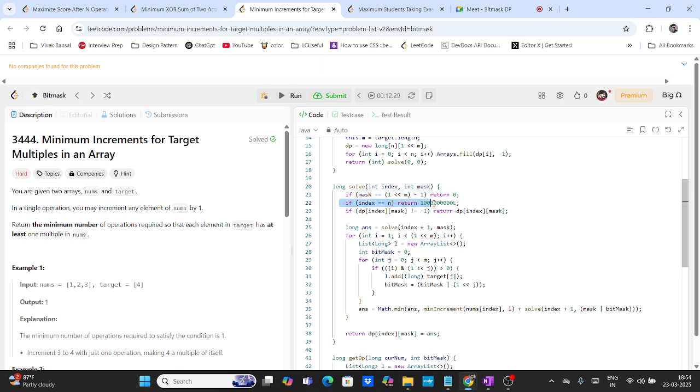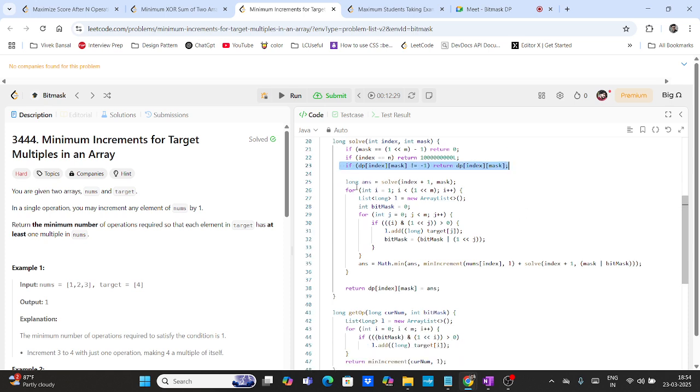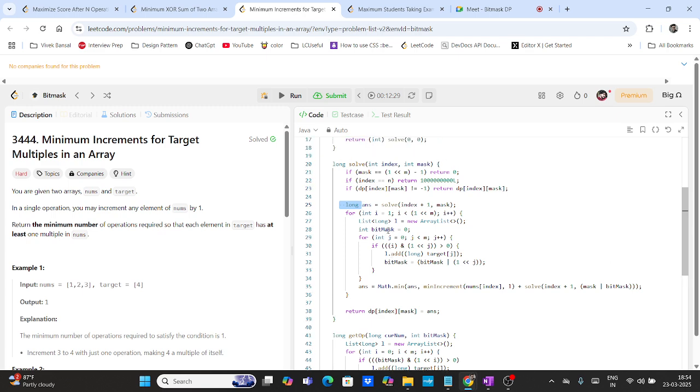If index equals n, that means you still have some numbers to satisfy. That's the reason, since they asked minimum number of operations, I am returning some maximum, because in DP we do that, right? If they ask minimum, we return maximum. Next thing, DP check. If you are standing at an index in DP, we can also ignore that element, right? I mean, don't take that element.